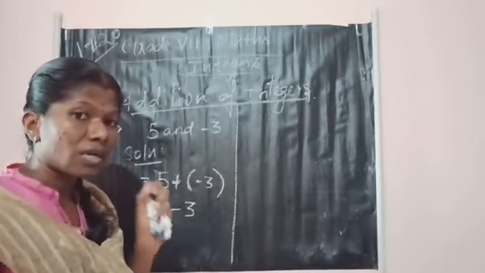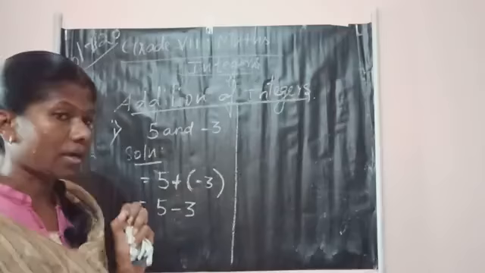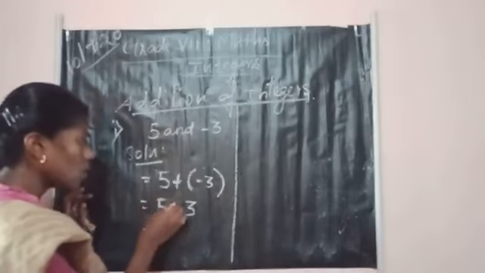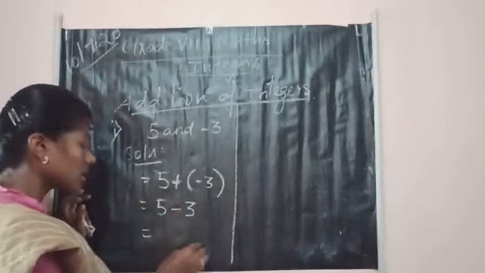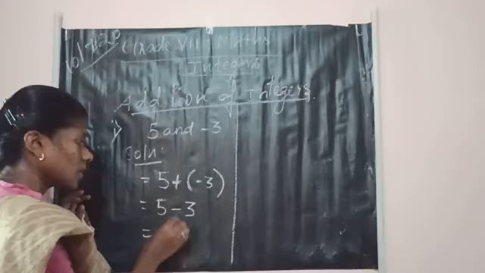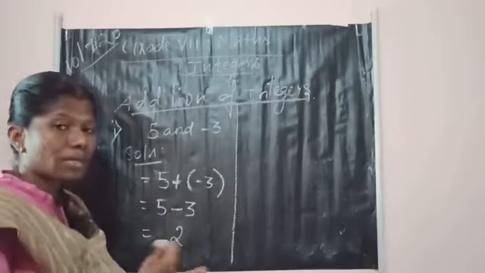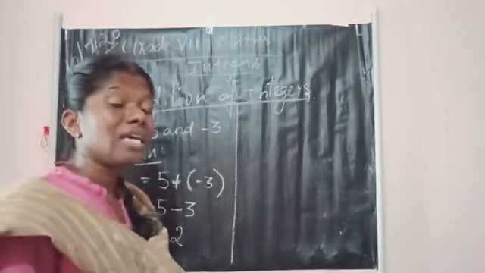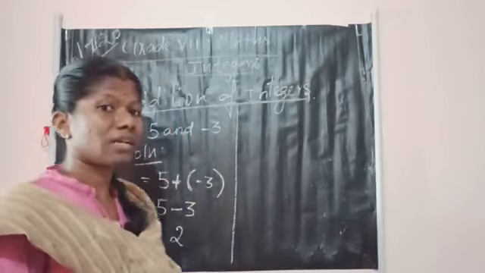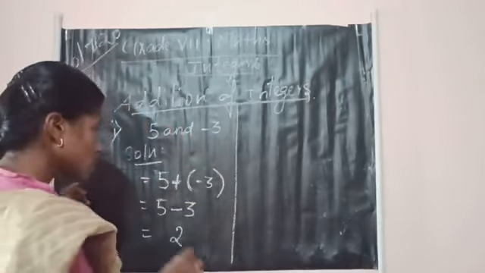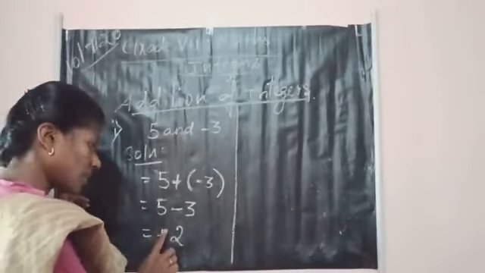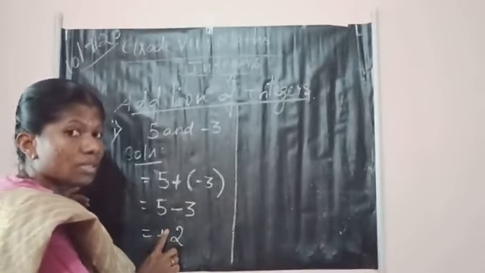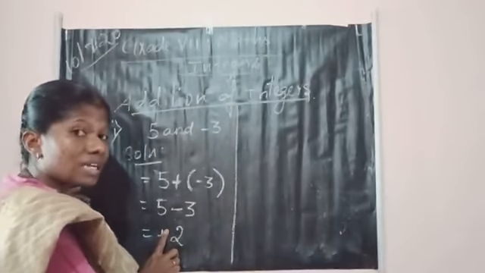If signs are different, you have to subtract. So I am taking the greatest value 5 and the smallest value 3, and subtracting 5 minus 3, that is 2. After subtracting, you have to apply the greatest number's sign. The greatest number's sign is plus. You can use plus, or you need not use it. If there is no symbol in front of the number, we consider it as plus.